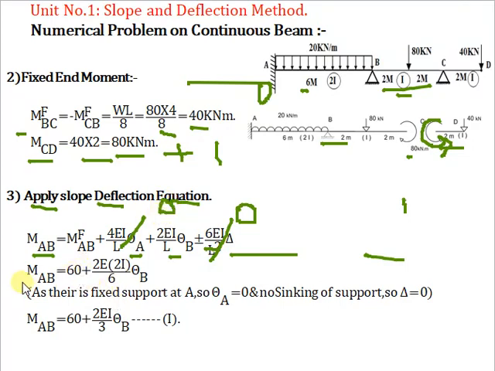So putting the value, MAB is equal to MFAB is 60 plus 2E. Now moment of inertia is 2I. So 2E into 2I divided by 6 into theta B. So we have finally the equation MAB is equal to 60 plus 2 EI theta B divided by 3. So this is the first equation.